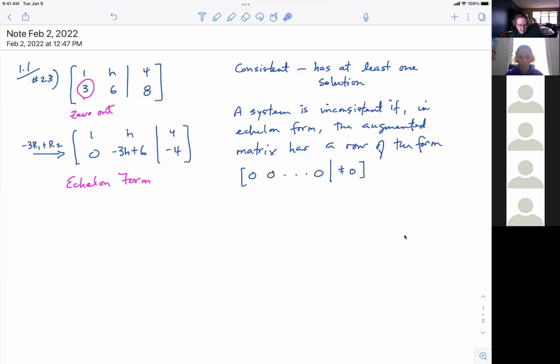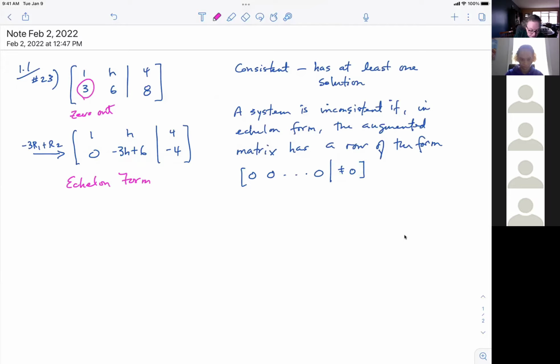When I look at it, I see... if h equals 2, then it would be inconsistent. So if you look, we can't do anything about that 0. And I look over here and I say, oh, we've got this non-zero value on the right. So we got to make sure that this thing here is not 0, right?